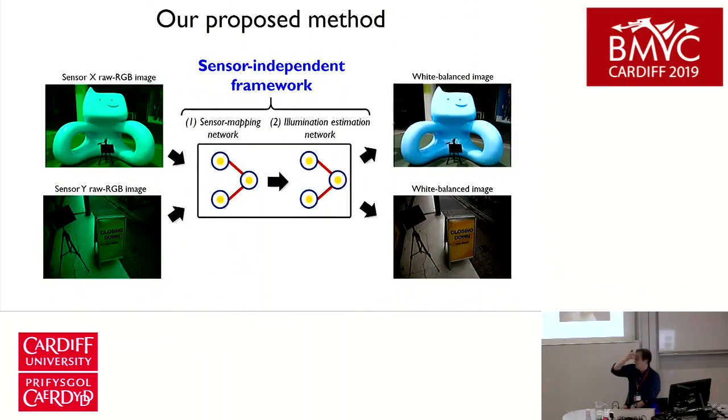So that was the whole point of this paper. This is what Mahmoud was working on, and he tried to come up with a sensor-independent framework. The idea was to have a two-step network. The first network is going to learn a mapping function that maps your raw image into some working space. And then from this working space, we do the illumination estimation. I'll go through this.